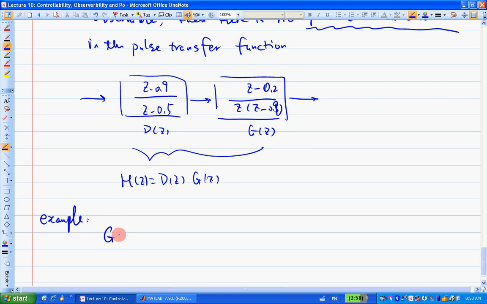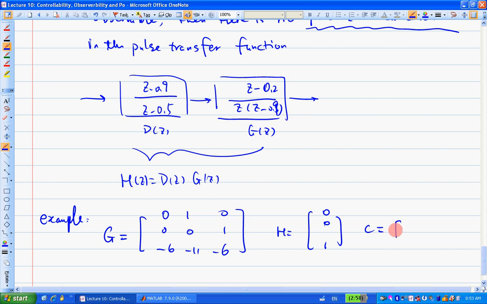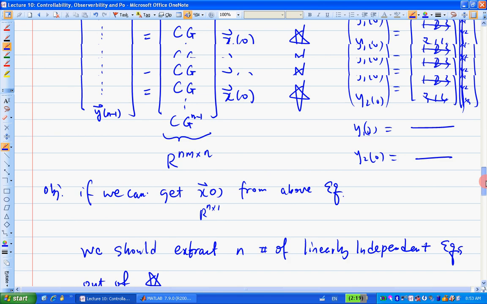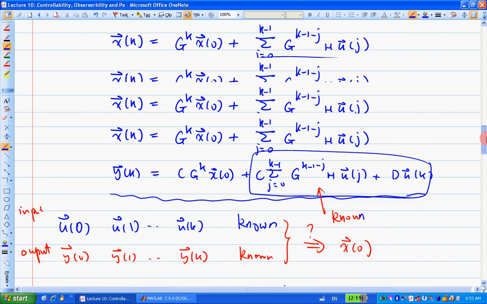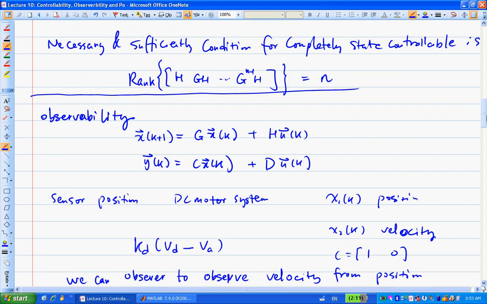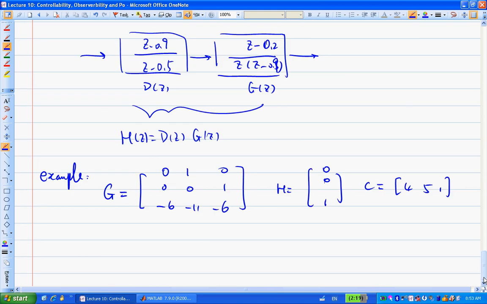So let's suppose that I have a system with a matrix G: 0, 1, 0 here, 0, 0, 1 here, -6, -1, 6, -6 here. And H is 0, 0, 1, and C is 4, 5, 1. So GHC over here for the general system.